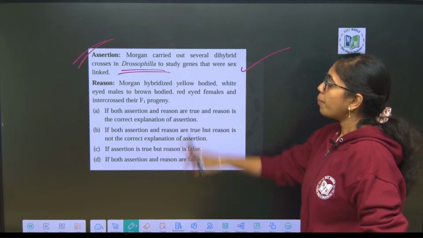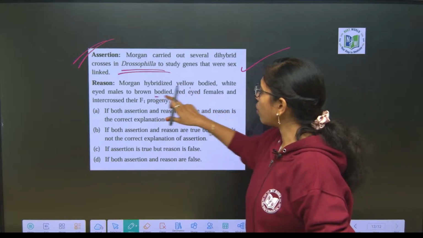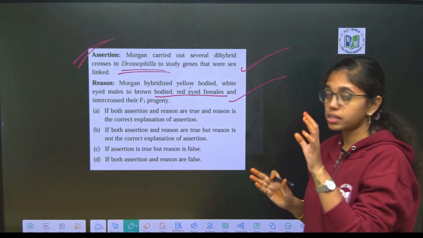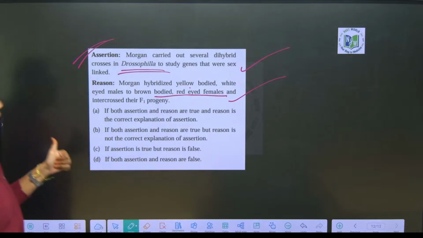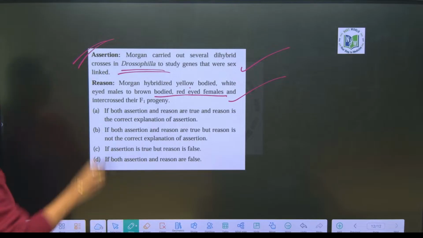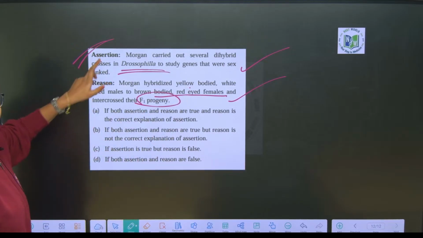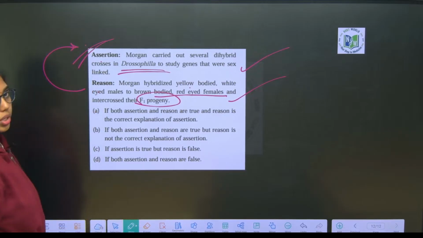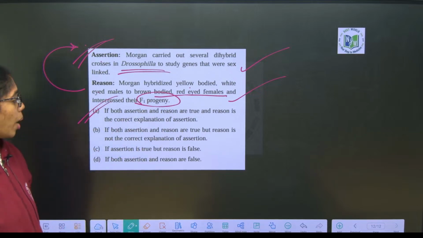In the reason, Morgan hybridized a yellow bodied white eyed male to a brown bodied red eyed female. True. Okay, Morgan conducted a hybridization between yellow bodied white eyed males and brown bodied red eyed females. They were intercrossed in their F1 generation. So here both assertion and reason are true, and the reason is the correct explanation of the assertion. So the right option is option A.